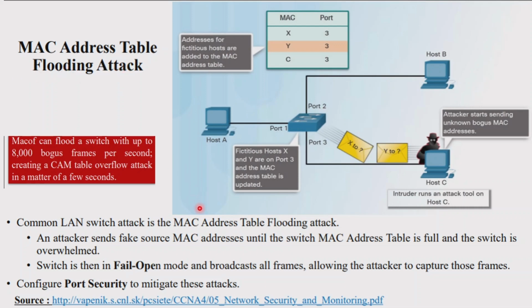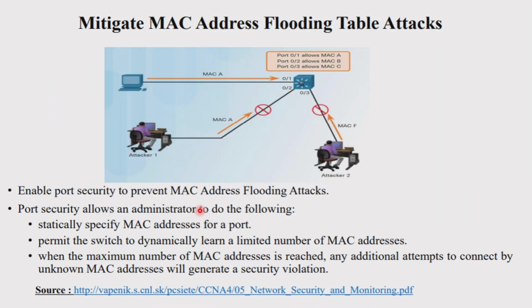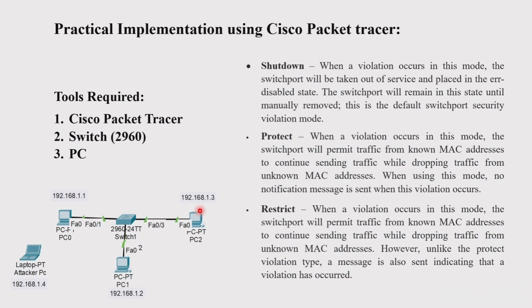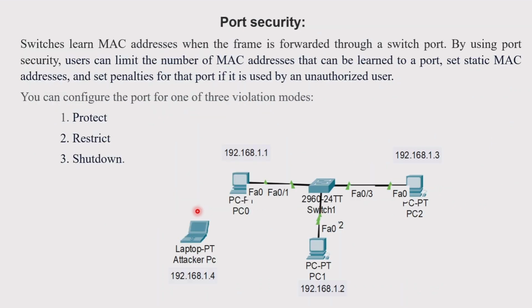So before going to the MAC address table flooding attack, first we will learn port security, then we will come back to the MAC address flooding attack, right? If you understand the MAC address flooding attacks, then we come back to the port security concept. As we know, a switch learns MAC addresses when a frame is forwarded through a switch port. The moment it is forwarding the packet, the switch will learn the MAC address of this particular device. By using port security, the user can limit the number of MAC addresses.